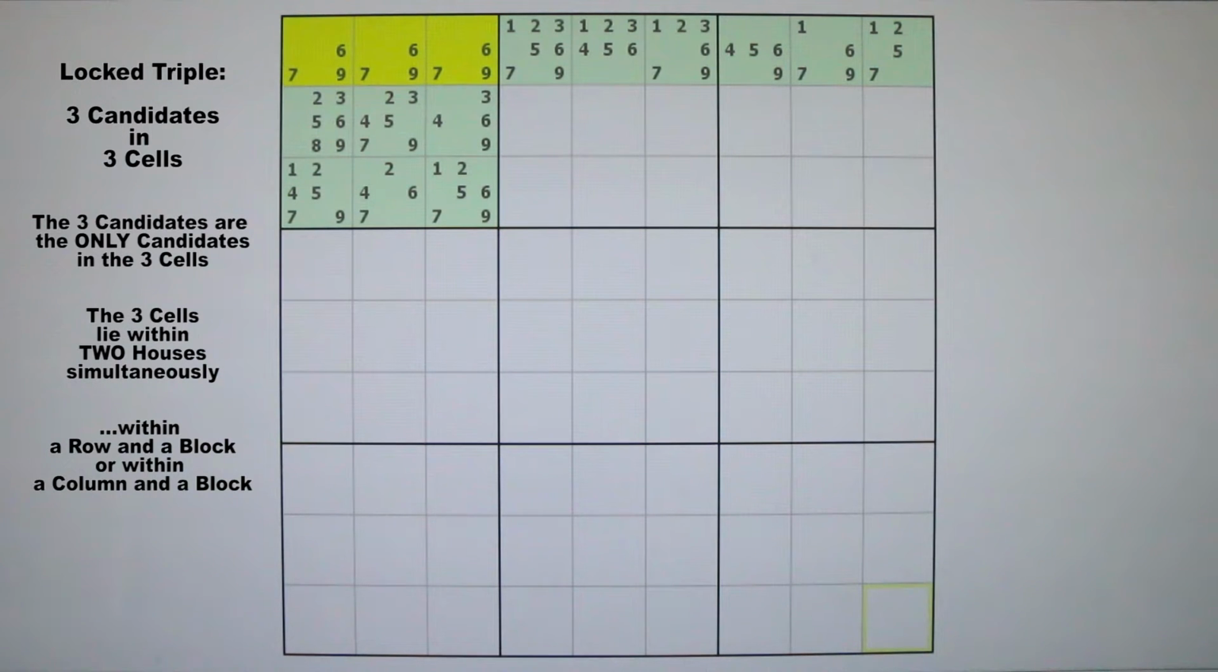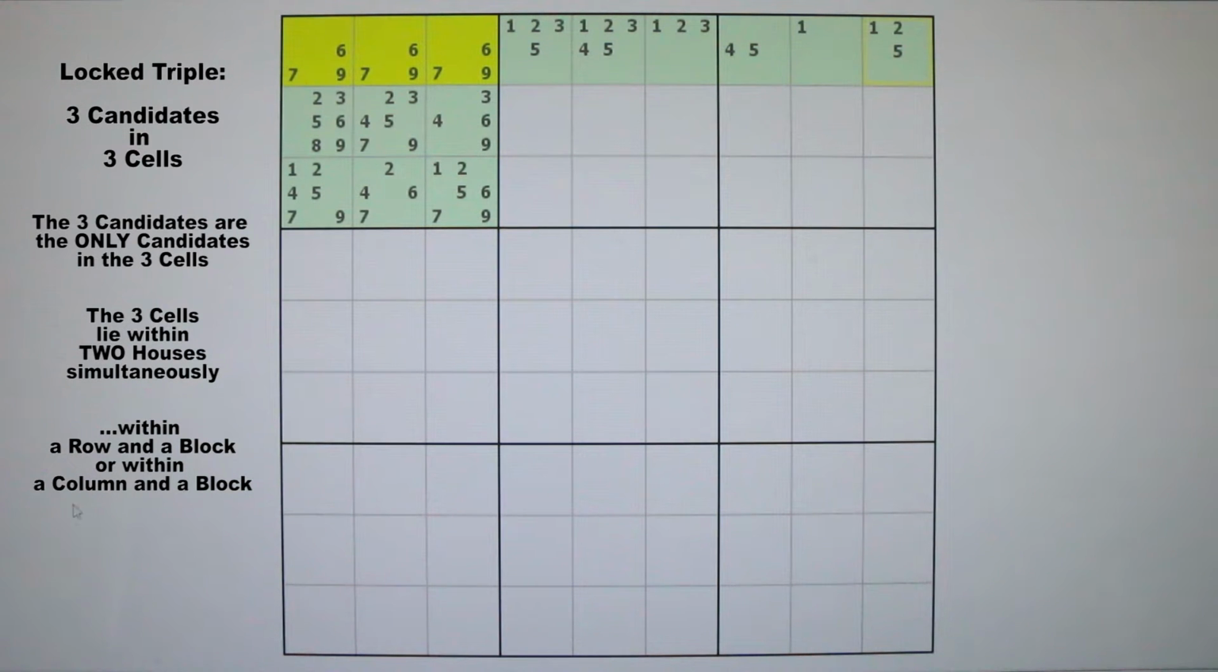So let's see how these locked triples work. Here we have a naked triple in those 3 yellow cells, 769, 769, and 769. And not only do they lie in row 1, but they also lie entirely within block 1. So they're going to affect the rest of row 1 and the rest of block 1. We know that those 3 yellow cells must be filled with a 7, a 6, or a 9. So that means we can eliminate all the 7s, 6s, and 9s from the row. So let's do that.